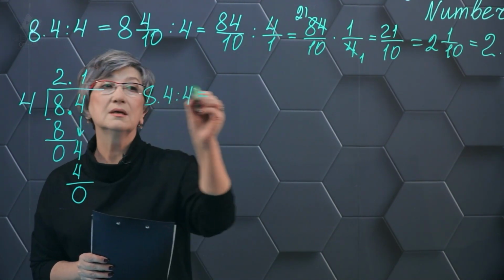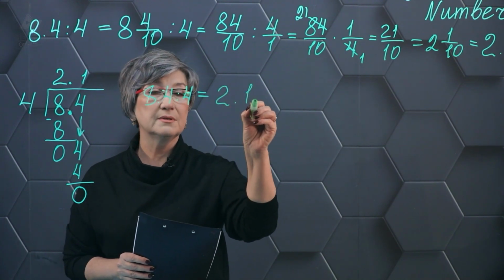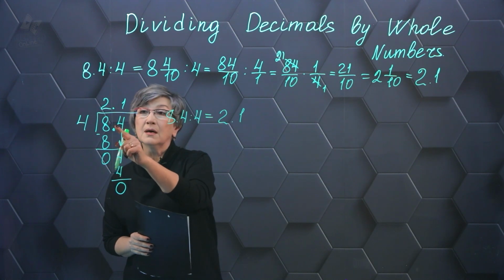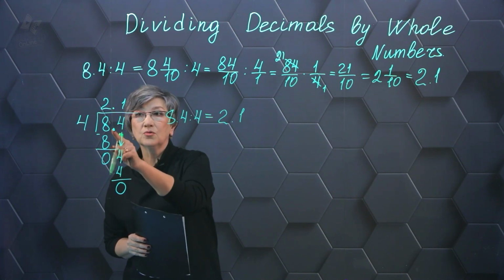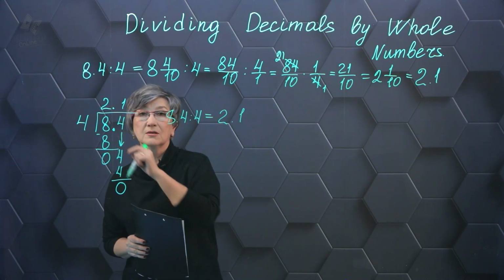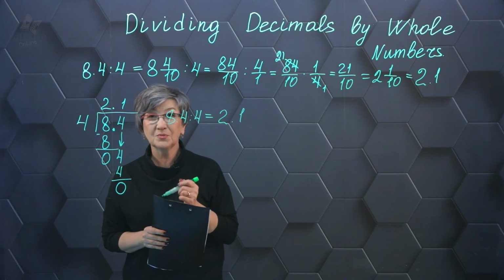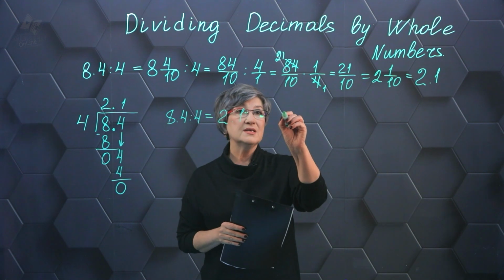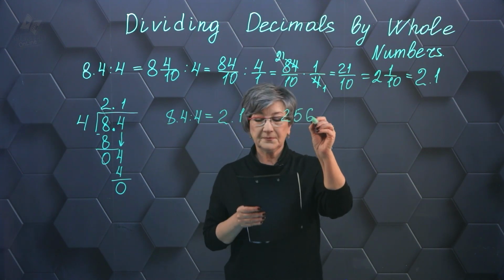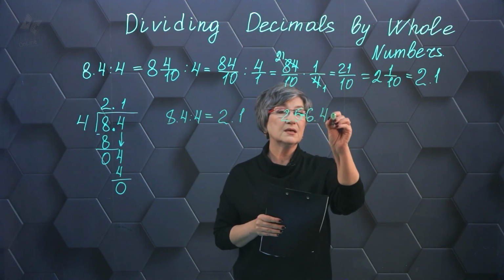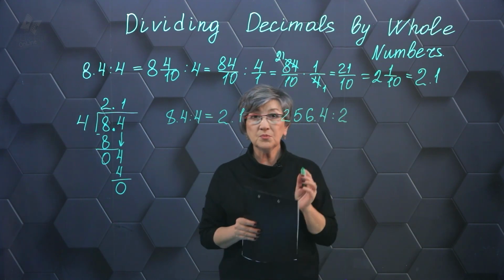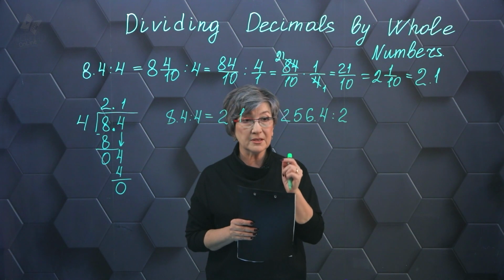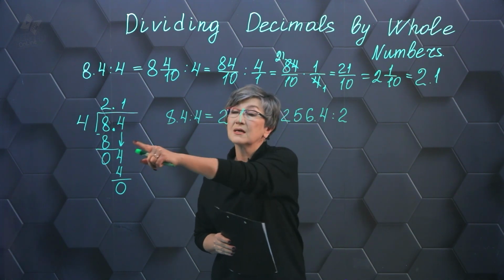So in order to divide a decimal fraction by a natural number, we do this division in a column. But don't forget where we put our dot and separate the whole part from the fractional part. Let's go through one more example. So, 256.4 I'm going to divide by 2. I won't convert it into an ordinary fraction because the number is quite large. So I'll use the algorithm of division by column.